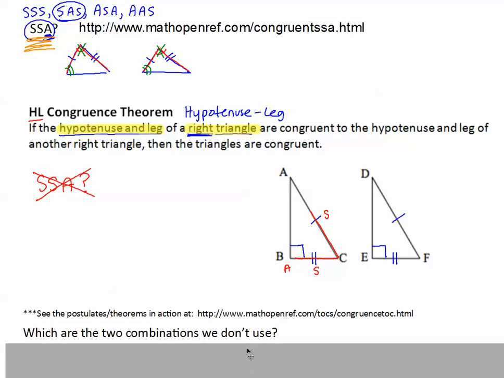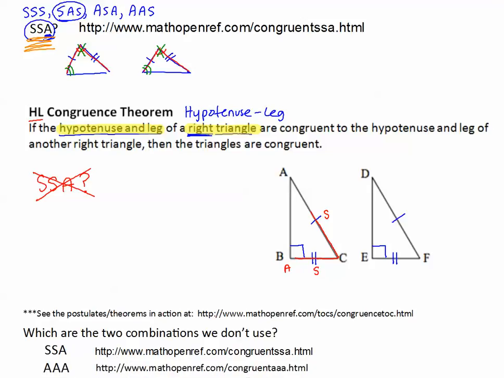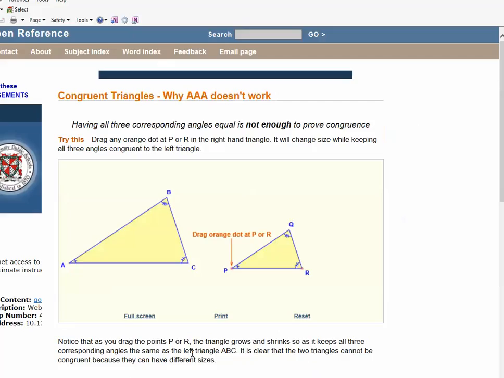So let's talk about which are the two combinations that we don't use and we haven't shown as postulates or theorems. Side-side-angle we talked about; spelling the bad word backwards is an easy way to remember it. Check out this website to see how that doesn't work. Angle-angle-angle is the other combination that we didn't use. Let's look at why that doesn't work.